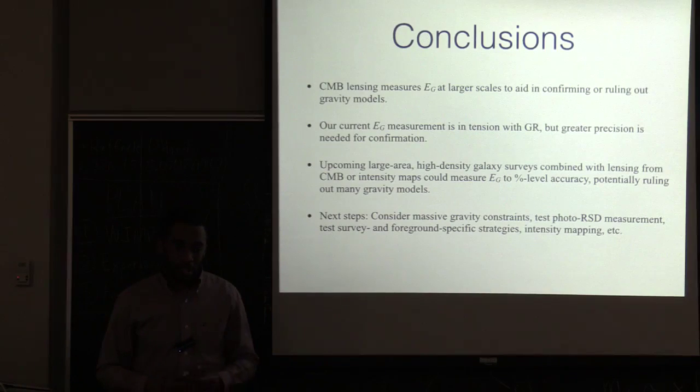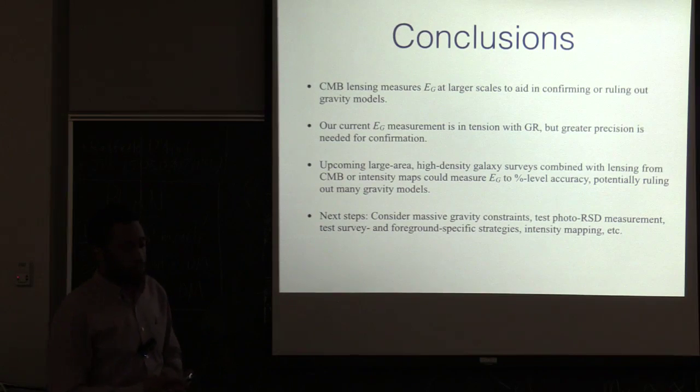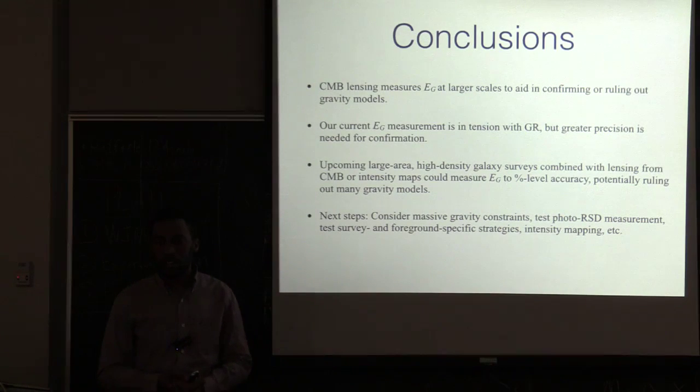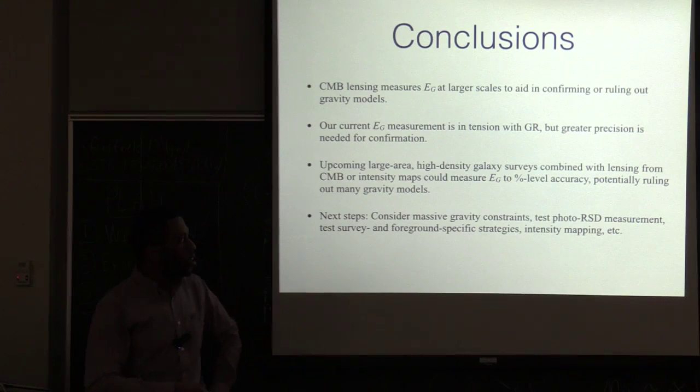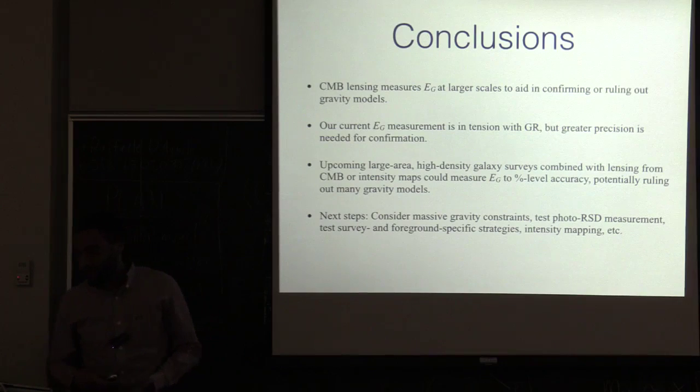Predicting what EG would be for massive gravity, or for massive gravities like bimetric gravity or Galileons or different models like that, would also be very important to perform before conducting this. Seeing if you can measure photometric redshift space distortions would be useful.